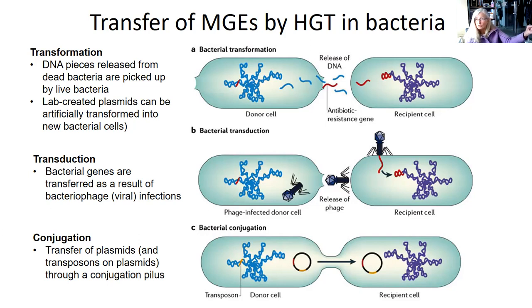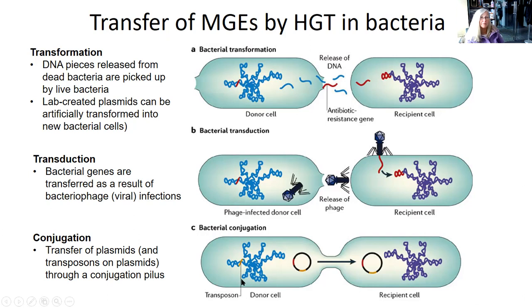Pilus, remember, are those tubes that extend out from the bacterial cell. And in this case, the tube extends out from a donor cell and it hooks up with a recipient cell. And so bacteria are able to directly transfer DNA molecules from one cell to another using this approach. So conjugation is the third overall way.